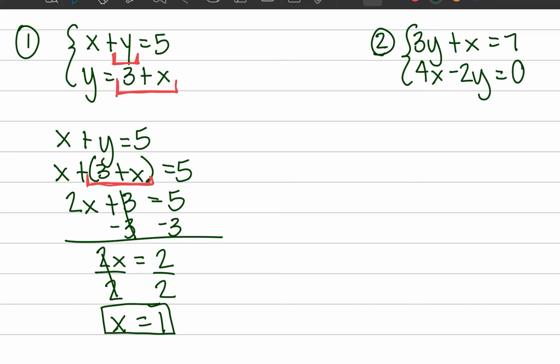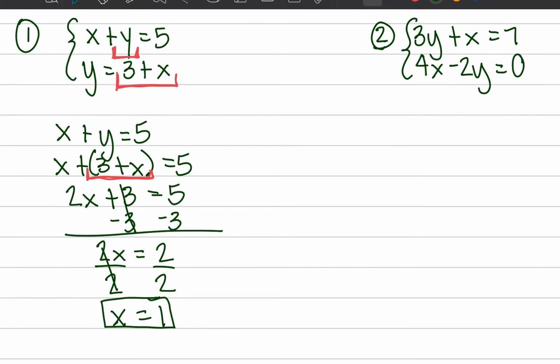Now that we found our x value, we're going to go back to one of our equations and plug in the x value to find our y. Since this equation is already in y equals format and we're solving for y, we're going to use that equation. So I'm going to say y is equal to 3 plus x. But now we do know our x value, so I'm going to plug that x value in. Instead of x, we're going to put 1 and then simplify.